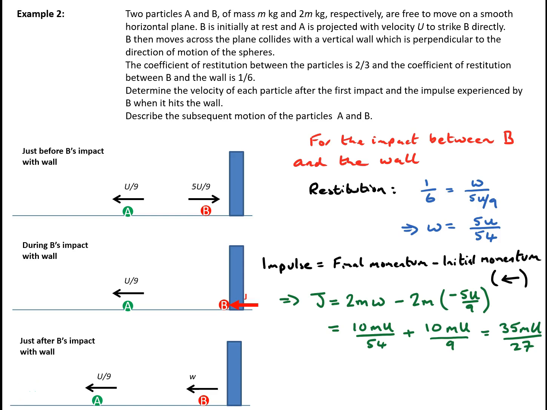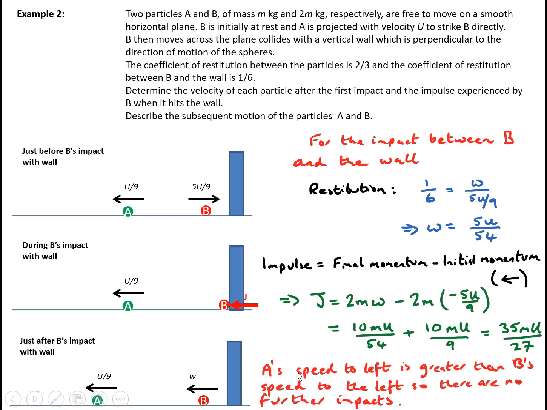Now, after B's collision with the wall, B is moving to the left with a speed of 5u/54. A is moving to the left with a speed of u/9, and u/9 is the same thing as 6u divided by 54. So the speed of A to the left is greater than the speed of B to the left, so we can be quite certain that there are no further collisions between A and B.